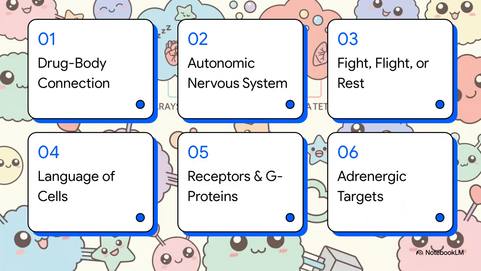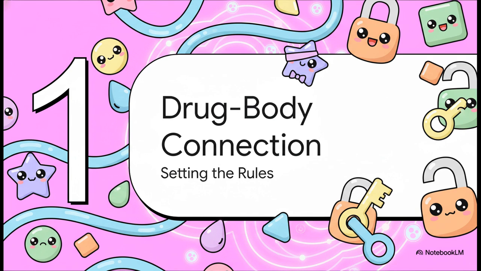To keep us on track, here's our roadmap. We're going to hit 1. The drug-body connection, 2. The autonomic nervous system, 3. Fight, flight, or rest, 4. The language of cells, 5. Receptors and G proteins, and 6. The adrenergic targets.